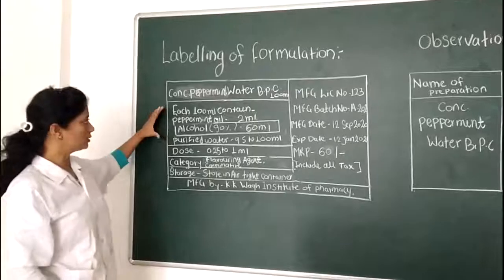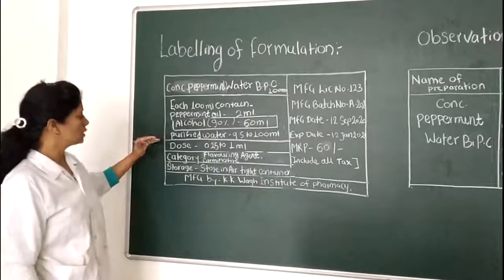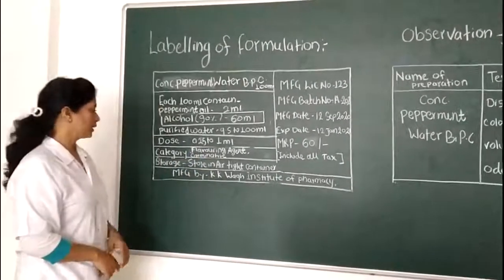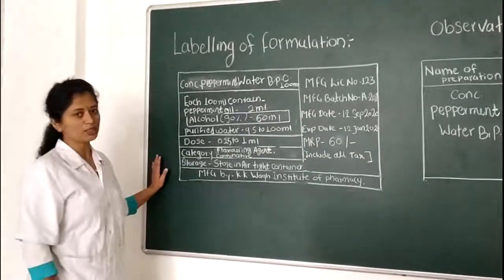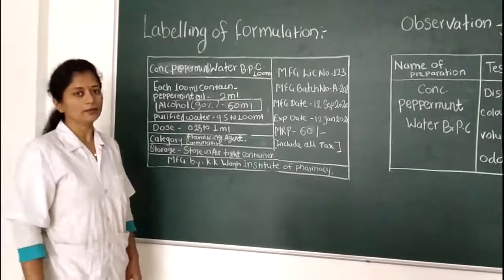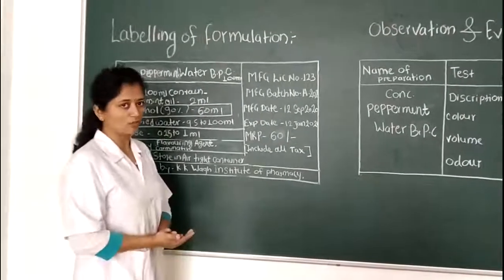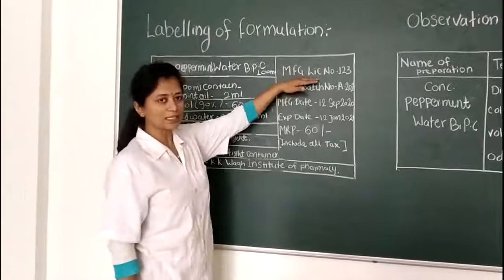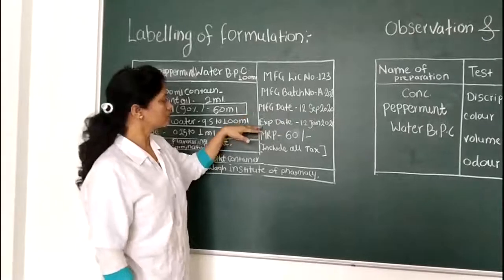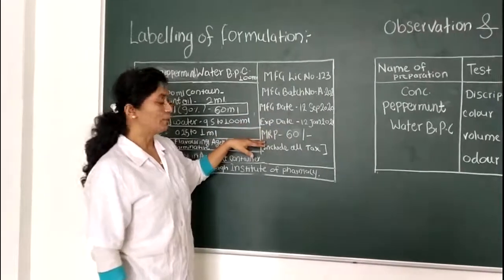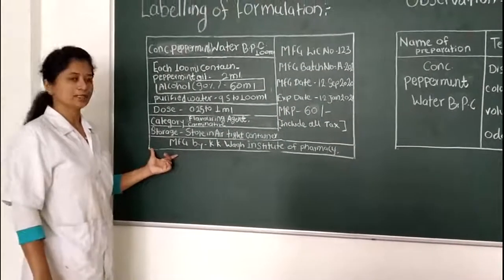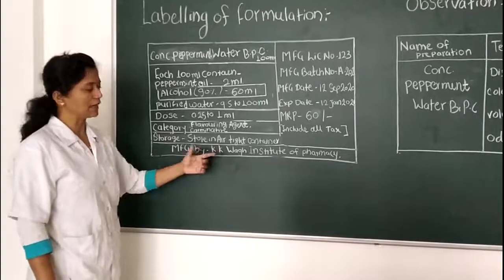This will mention our preparation's content. Then the dose of our preparation, that is 0.25 to 1 ml. Category is a flavoring agent and a carminative. And storage: it should be stored in an airtight container. Then other label specifications are the manufacturing license number, manufacturing batch number, manufacturing date of our preparation, expiry date, and maximum retail price. And lastly, we cover the manufacturer's address, which will be at the bottom.